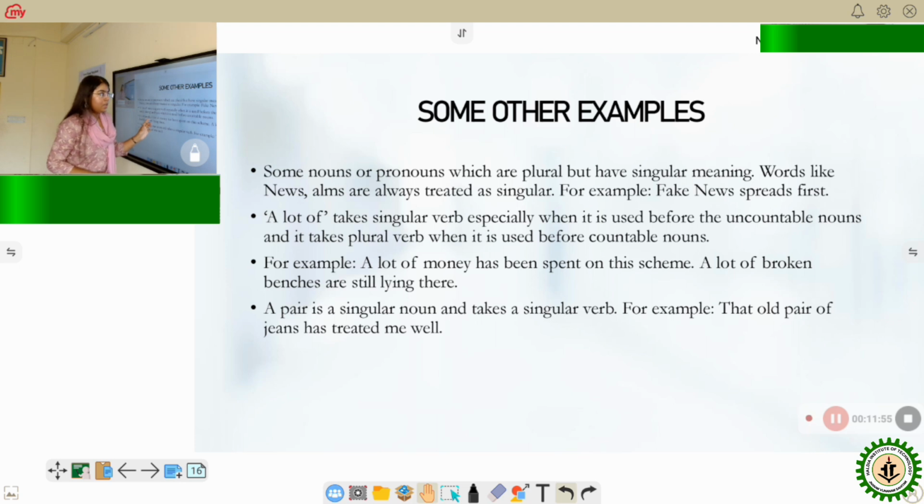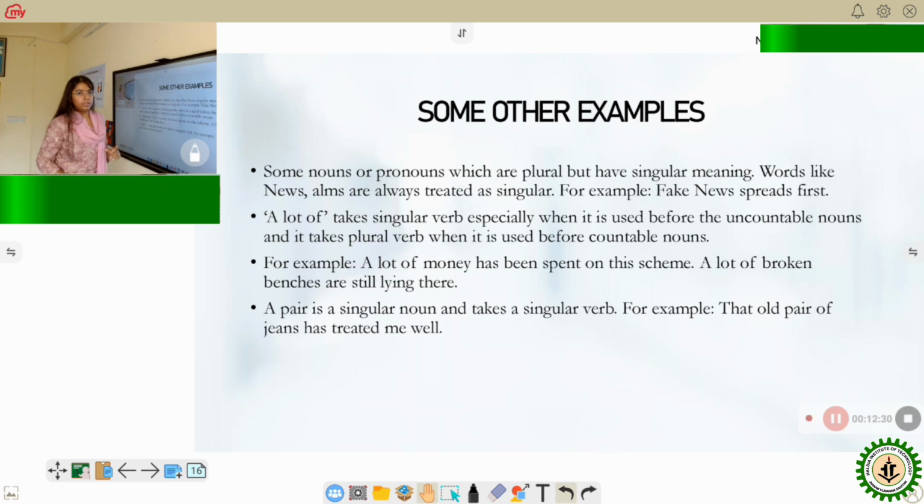A lot of. It is also easy to make mistakes in these cases. A lot of looks like a plural subject, right? But it is treated as singular when it is placed before an uncountable noun. For example, a lot of money has been spent on this team. Money is an uncountable noun, and a lot of has been placed before money, so it will be treated as singular. So "a lot of," when used before an uncountable noun, is treated as singular.